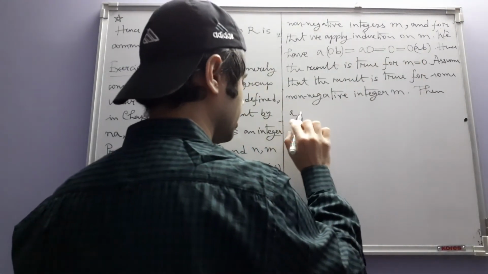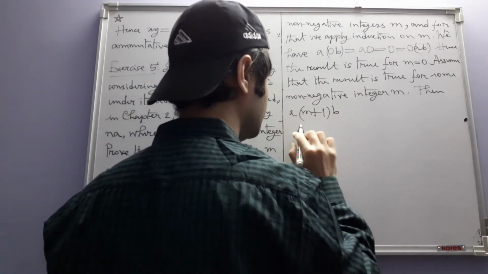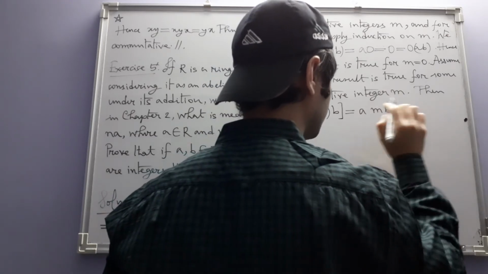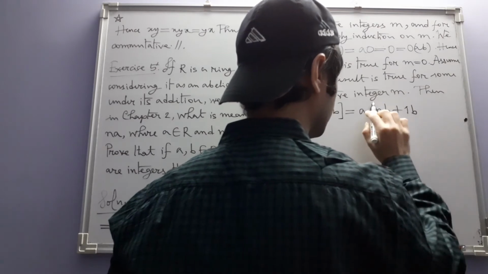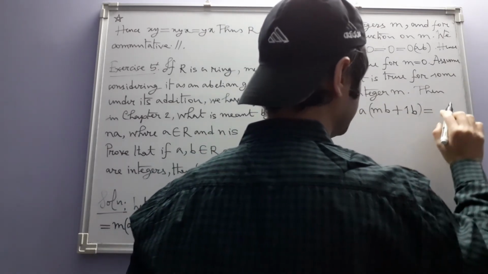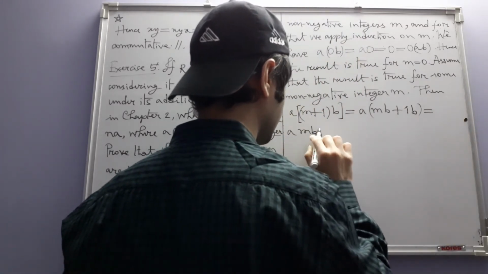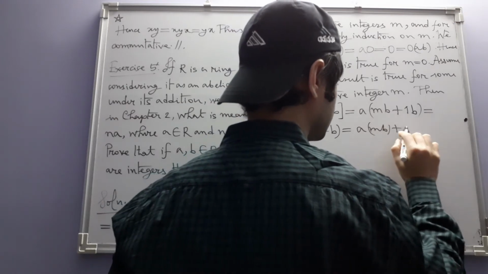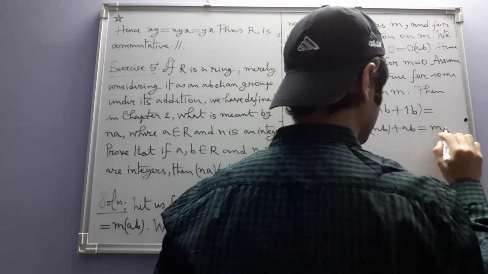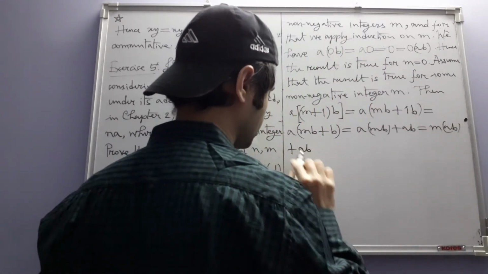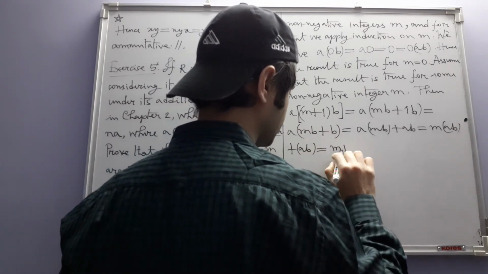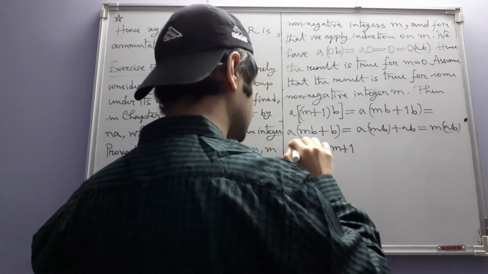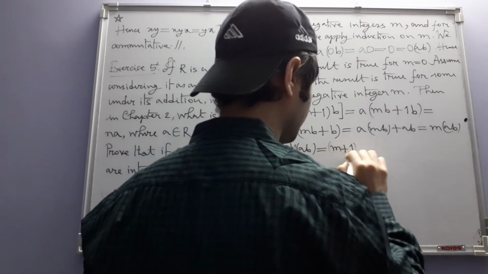Then a times (m plus 1)b is equal to a times (mb plus 1b), which is equal to a times (mb plus b). This is equal to a times mb plus ab. That equals m times ab plus ab, which is nothing but (m plus 1)ab. Or should I write one more step? In place of ab, I can write 1ab. So (m plus 1)ab.